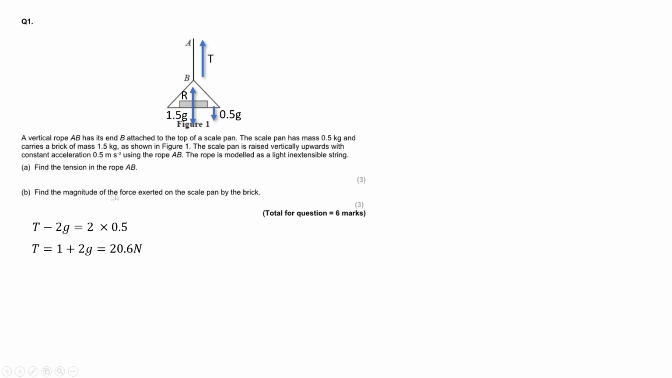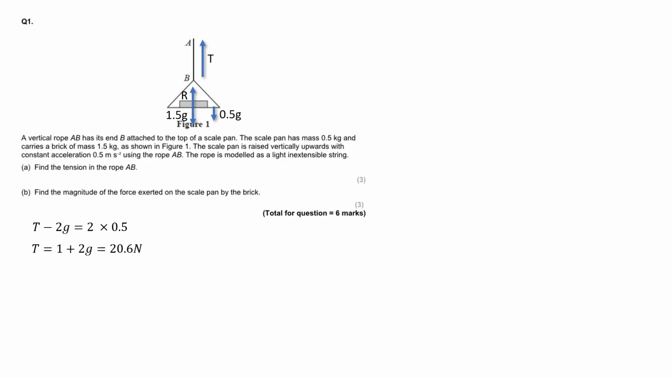Then they ask us to find the magnitude of the force exerted on the scale pan by the brick. So what that's really asking for is the magnitude of the reaction force, because the reaction force is the force from the scale pan to the brick. And if you remember Newton's third law, every force has an equal and opposite reaction. So the magnitude of this force is going to be the same as the magnitude of the reaction force. So all we need to do is solve for the reaction force.